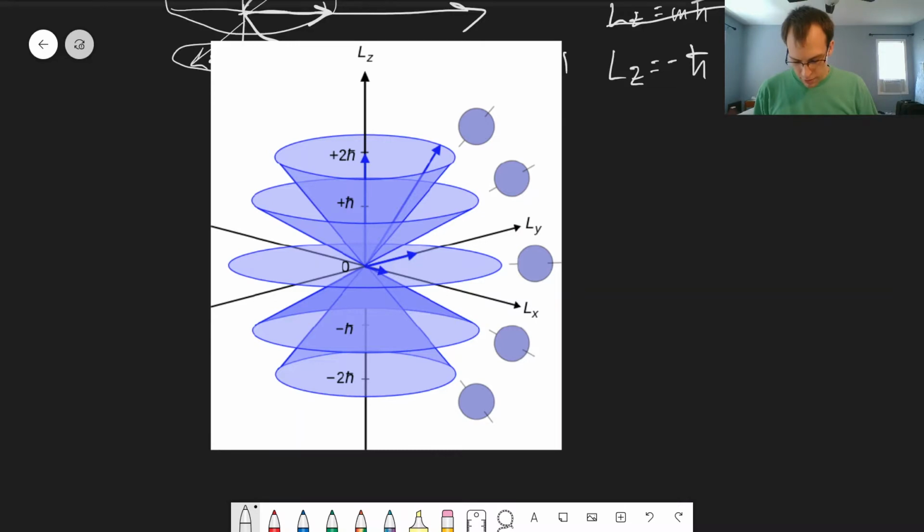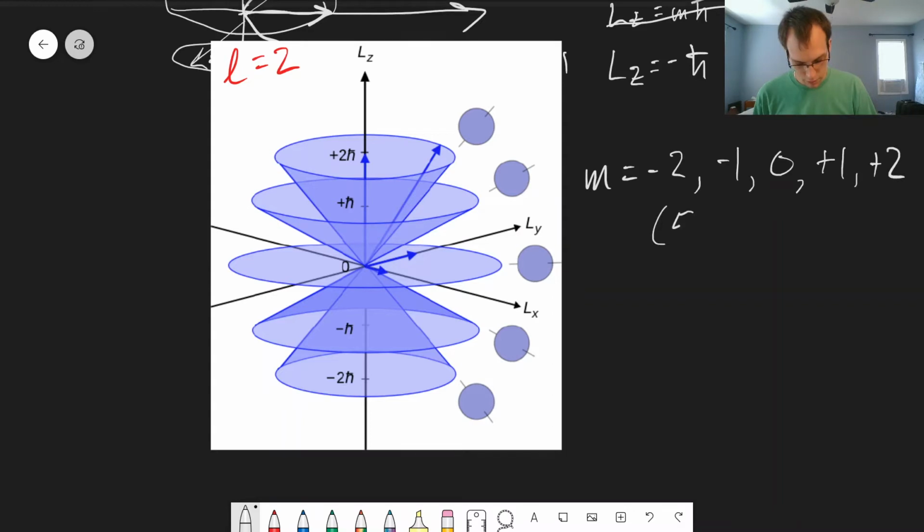So this is looking at a case where now we have L equals 2, and so we can have 5 different m sub L values, right? We'll start with the negatives: -2, -1, 0, +1, +2. So 5 possibilities, or a degeneracy of 5.